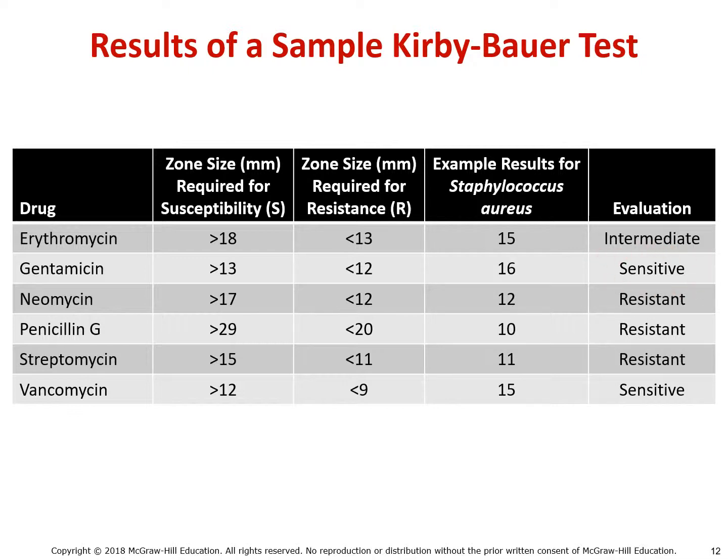But what about this neomycin down here? Neomycin has a zone measurement of 12 millimeters. Is that greater than 17 or less than 12? The idea is it's equal to 12. And so that means that, again, we do not get accurate results to show that the drug works. So we say that the bacteria is resistant to the drug.